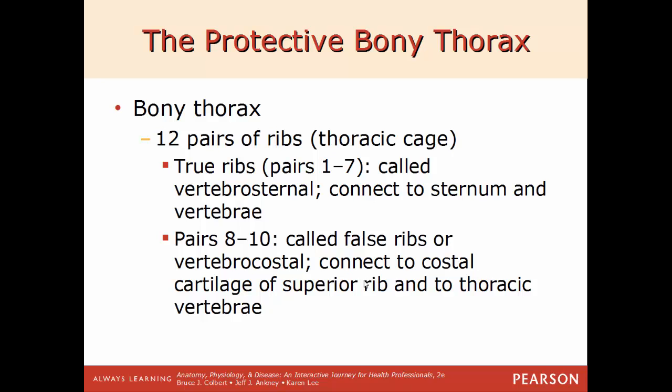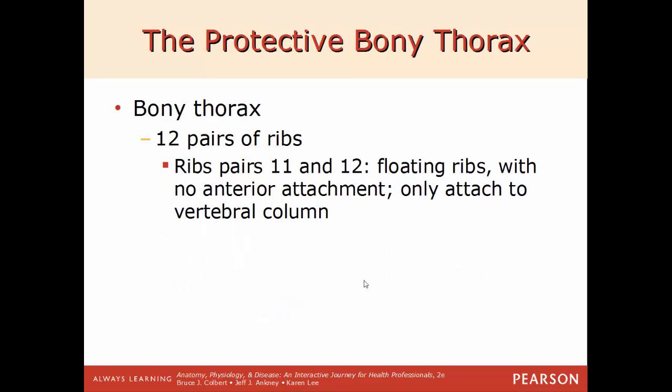These are called vertebrosternal because they connect the sternum directly to the vertebrae. Now pairs 8 through 10 are called the false ribs, or vertebrocostal. These connect to costal cartilage of the superior rib and then to the thoracic vertebrae. And then the last 2 pairs, 11 and 12, are called floating ribs because there is no anterior attachment. They only attach to the vertebral column. These are fairly easy to break because there is no attachment in the front of the structure.